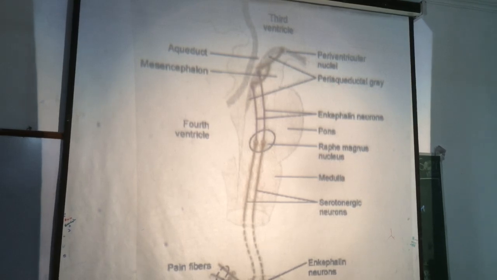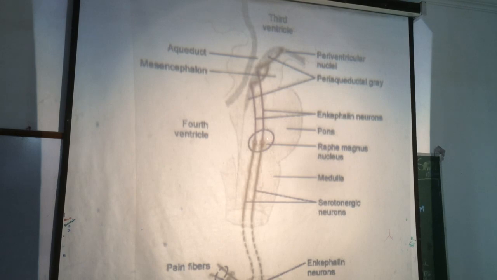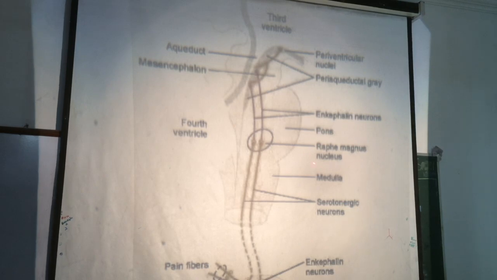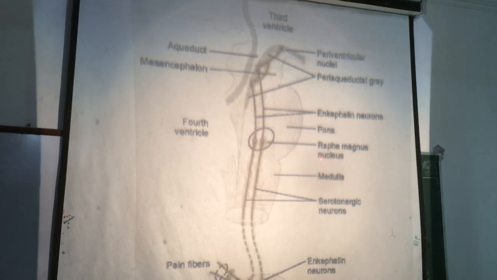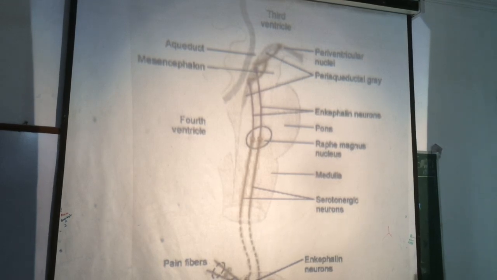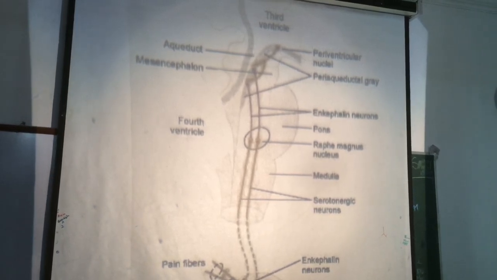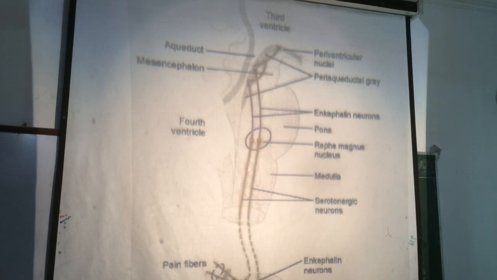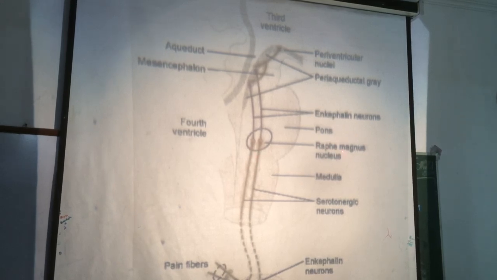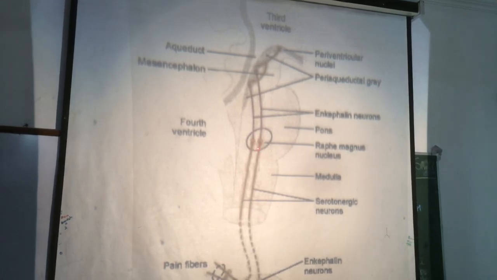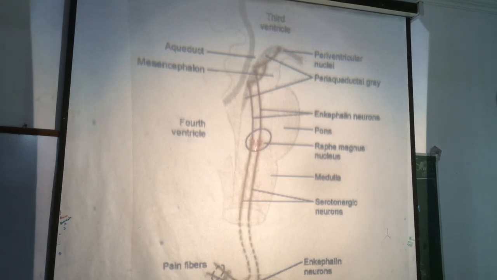The next component of the system is the raphe magnus nucleus, present in the lower pons and upper medulla oblongata. These are thin midline nuclei present in the lower pons and upper medulla oblongata.